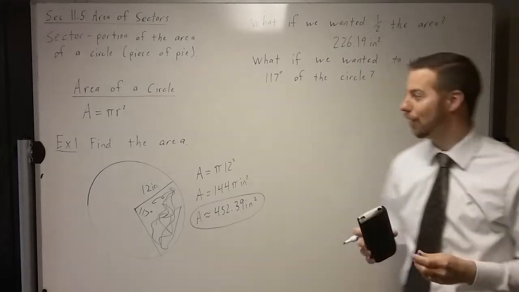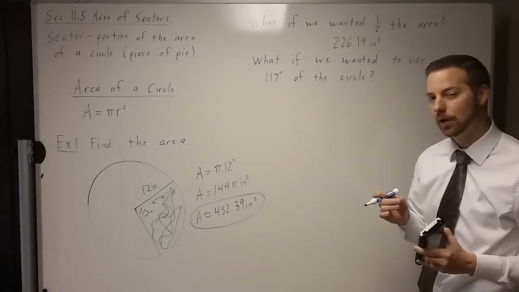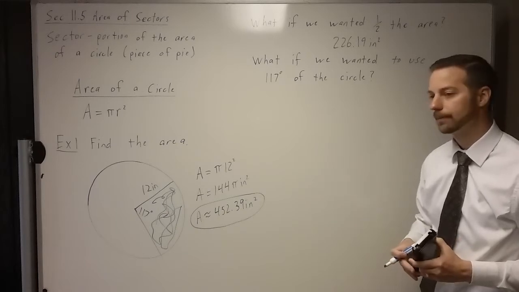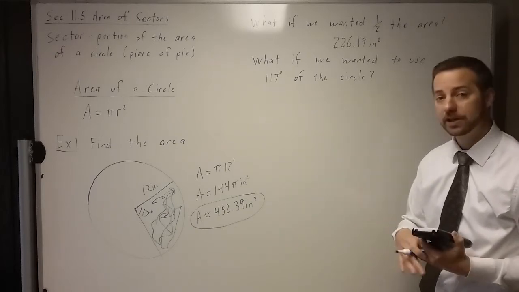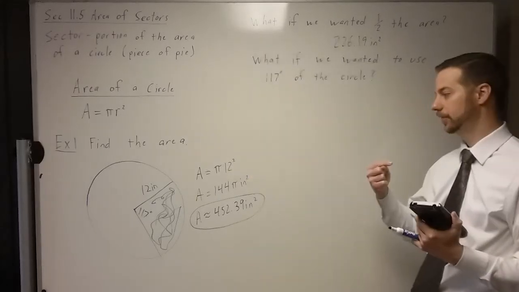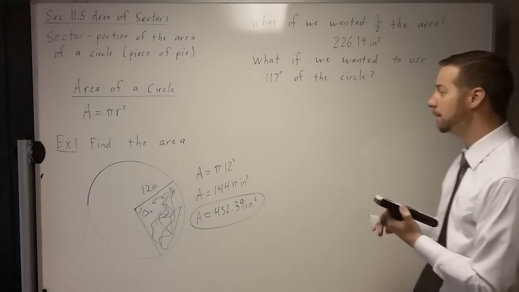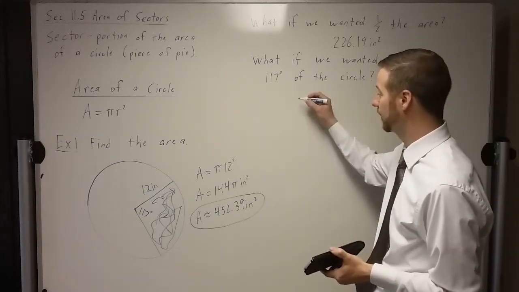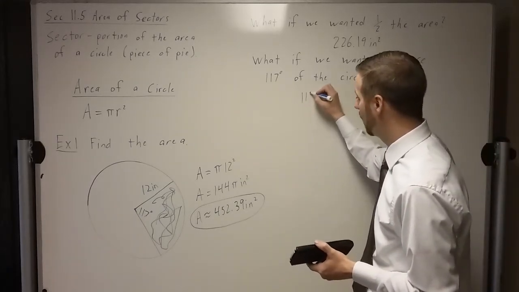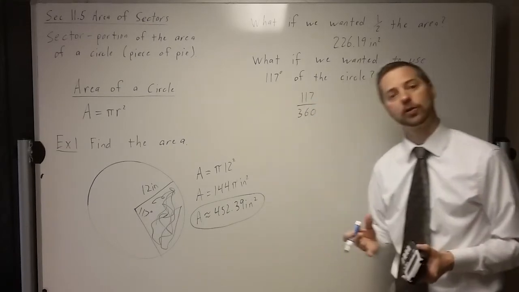The fraction that we'd want, think about this for a second. Do you guys see the fraction of the circle we would want? We're using 117 degrees. Now, think about how many degrees total are there if I go full circle around this. We know a full circle is 360 degrees. That means the fraction of the circle we're using is 117 360ths of the circle.